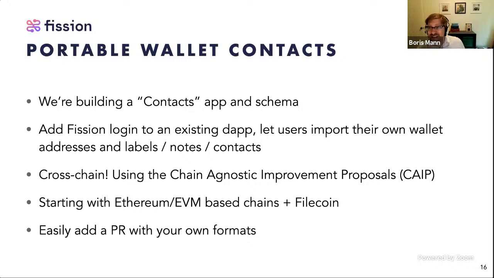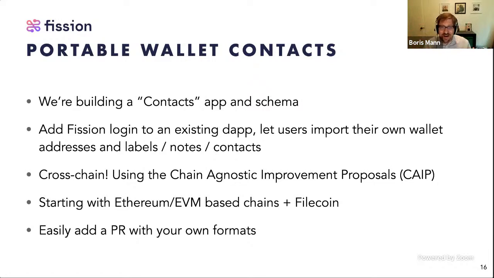So if you've got an existing dApp, add a Fission login, let users import their own wallet address and labels and notes and other contact details. So that in your app, you can read from that data and instead of having this hash, it can say, you know, James's special hidden wallet, that other wallet I was testing with James, or other special tokens I was sending to Catherine, anything else like that I can put in there. And that's all private and owned by the user.